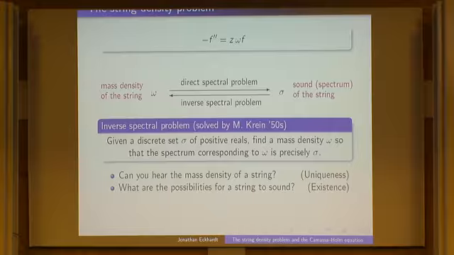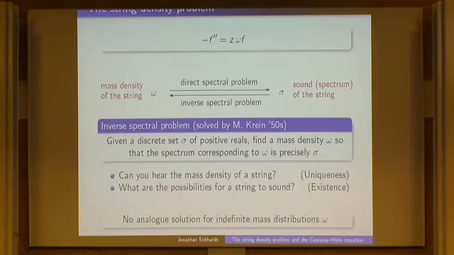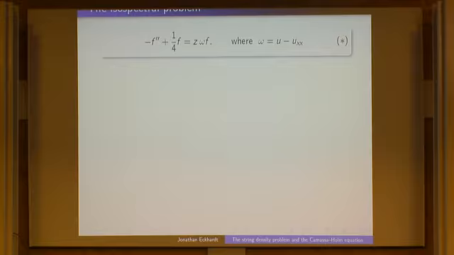And these two problems were solved by Mark Krein in the 50s, but unfortunately there's no corresponding result in the indefinite case, when the weight W is indefinite. So this is the reason we are interested in this spectral problem with an indefinite W. And first I'm going to show you how the spectrum looks in the three relevant cases.